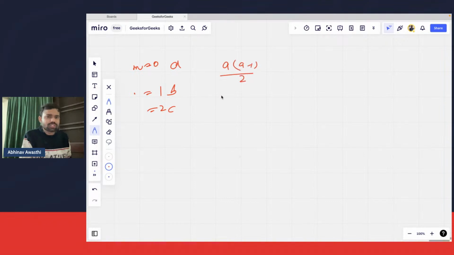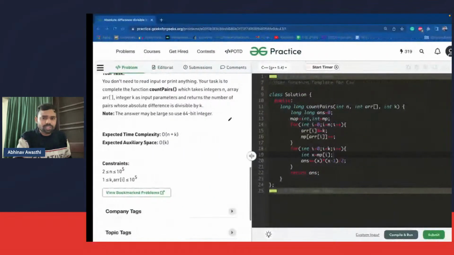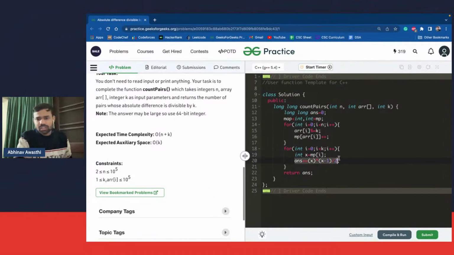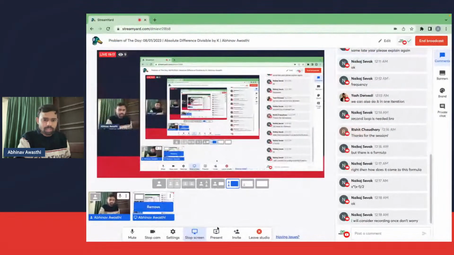You can safely access the recording also, but it's fine that in the live also you should get a clear understanding. For those who have joined from the start, it's just simple combinations, and that's all, a simple algorithm.